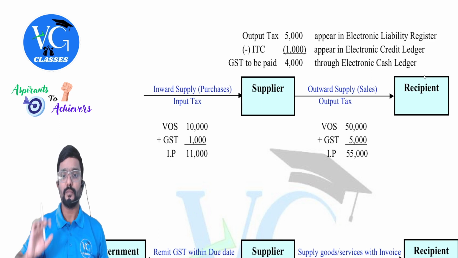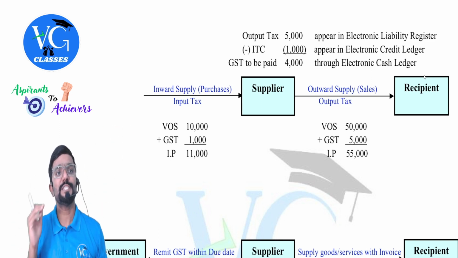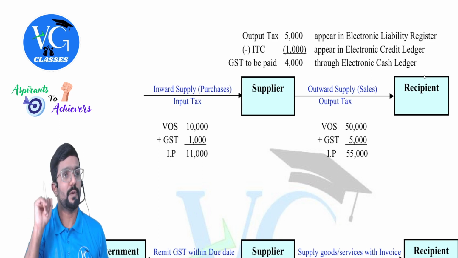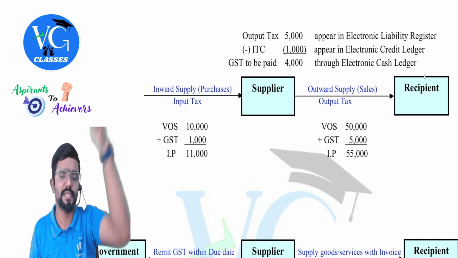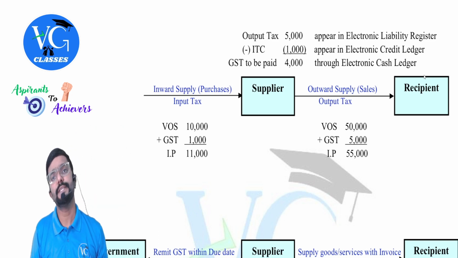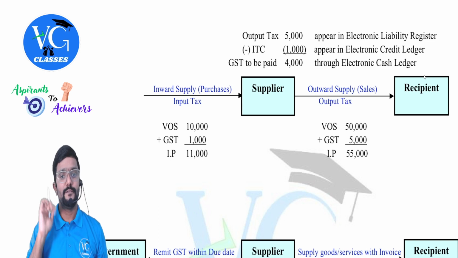Is that clear? Yes, sir. Now coming to the recipient. You are the recipient. How much tax did you pay on your purchases? 5,000. Can you claim the credit of it? Yes, provided you satisfy all the conditions given under the ITC chapter, guys. Is that clear? Yes, sir. Fine.